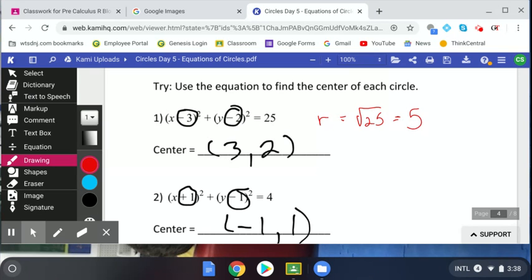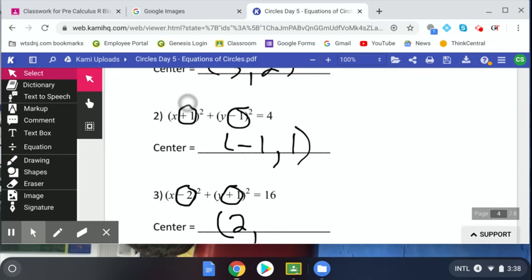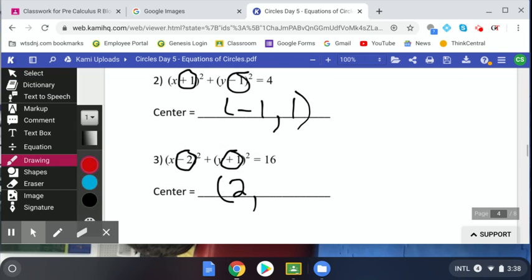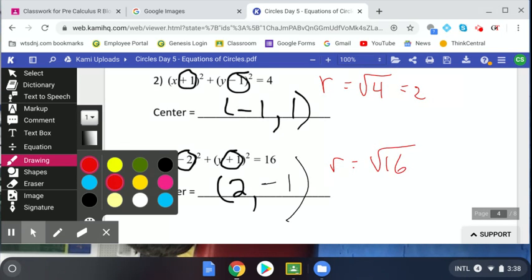The center in this case, the next example, would be negative 1, positive 1. Remember to change the sign. The center here is positive 2, negative 1. If you wanted to know the radius of this equation here, the radius would be square root of 4, which is 2. Here the radius would be square root of 16, which is 4.